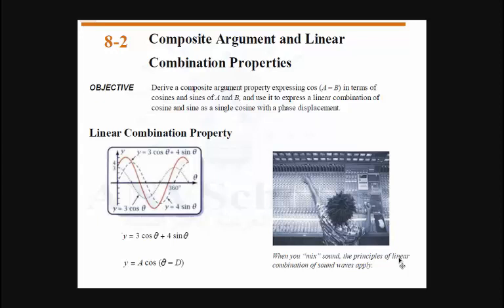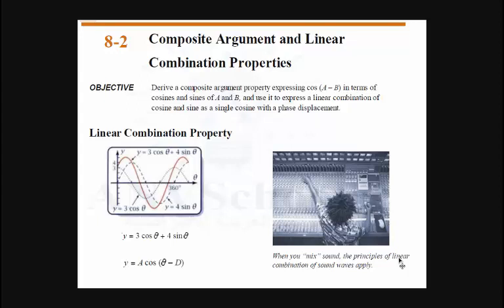Welcome to Lesson 8-2, Composite Argument and Linear Combination Properties. The objective of this lesson is to derive a composite argument property expressing cosine A minus B in terms of cosines and sines of A and B, and use it to express a linear combination of cosine and sine as a single cosine with a phase displacement.